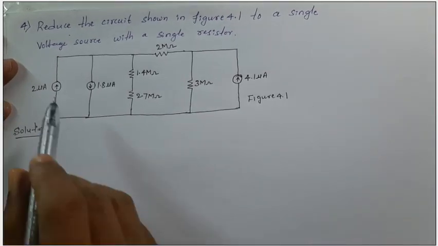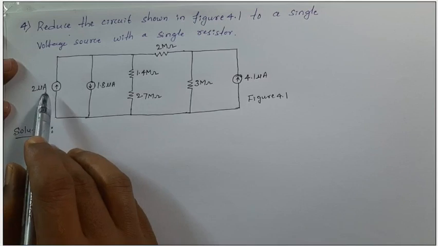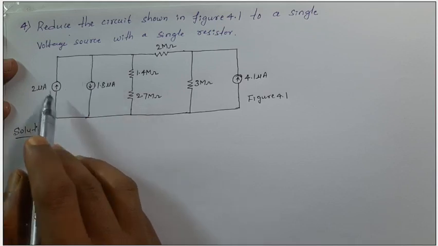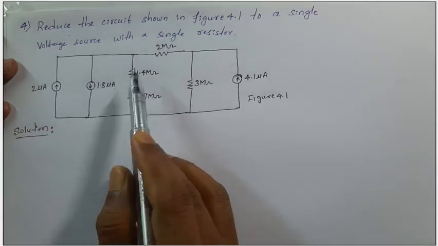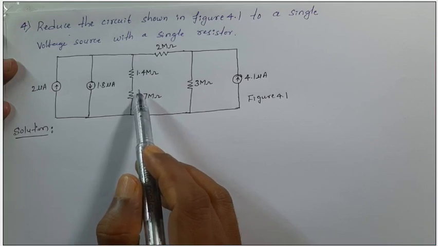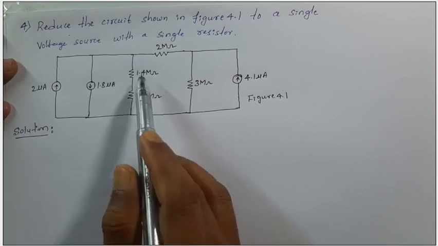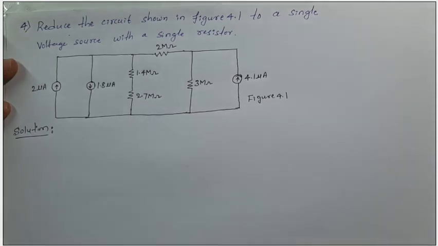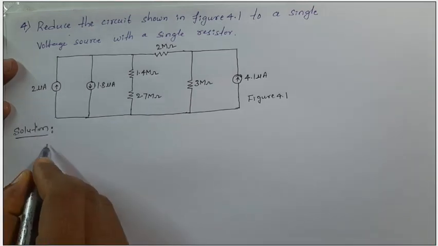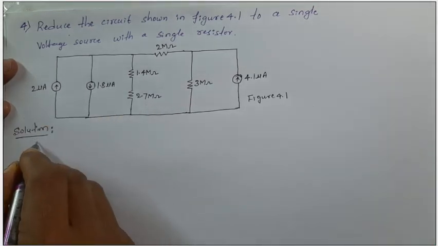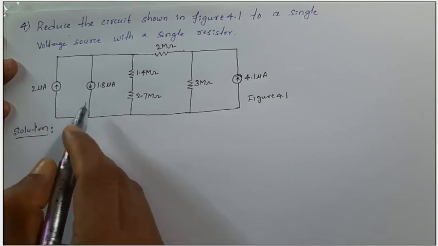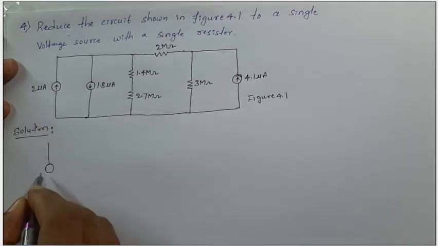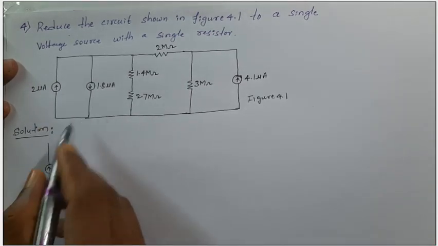So dear students, here these 2 current sources are in parallel, which can be added to form a single current source, and that single current source is in parallel with these 2 resistors, which can be added because both are in series. 1.4 plus 2.7 mega ohm is equal to 4.1 mega ohm. That means after reducing this network, what we get here is a single current source first.